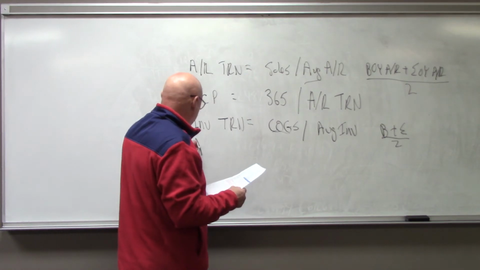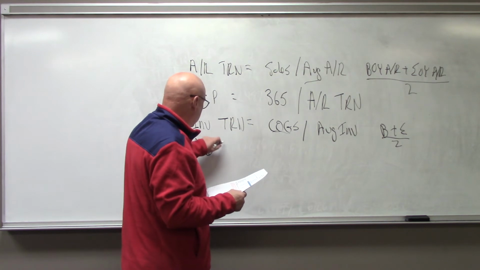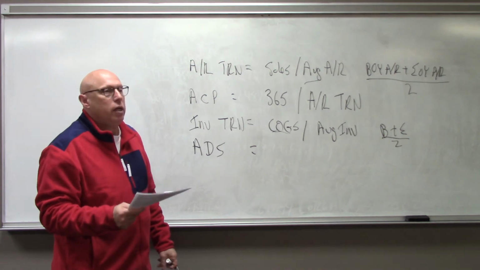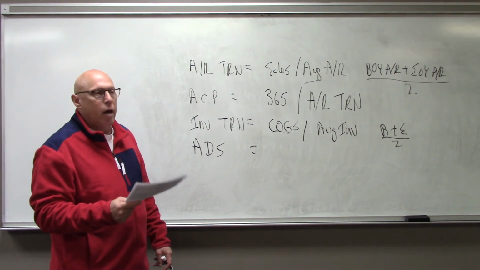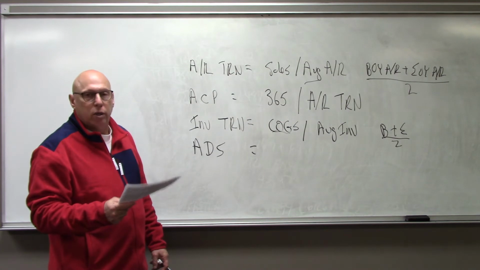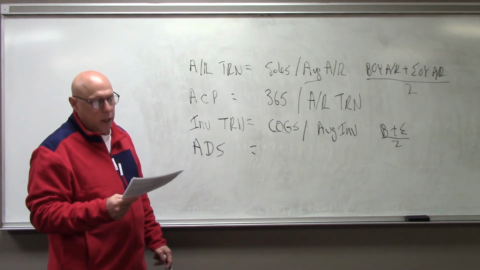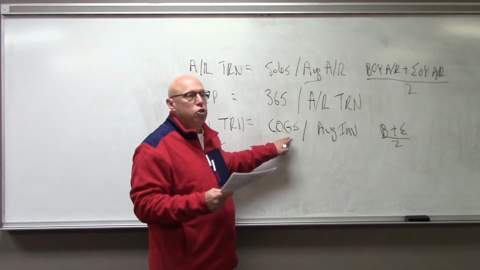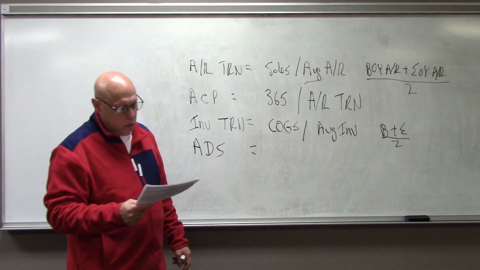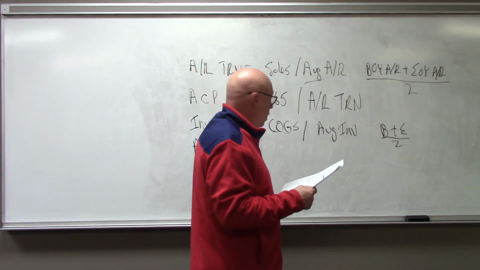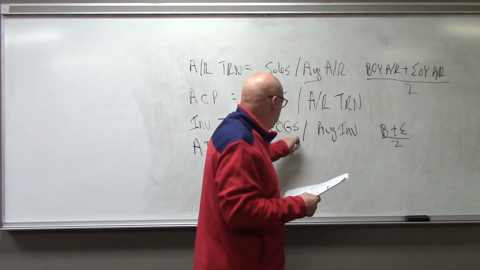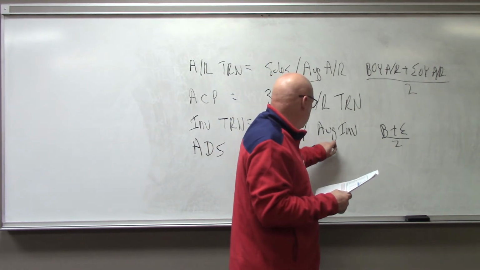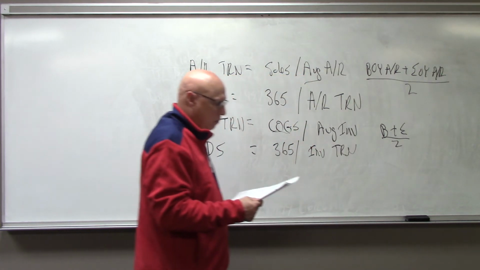Okay. Average days sales. That is how many days would it take if we didn't buy any more inventory? How many days would it take for us to deplete our inventory? Okay, and so we look at that to make sure we have enough inventory, but not too much. And so that is 365 divided by your inventory turnover ratio. That's the formula. Okay?